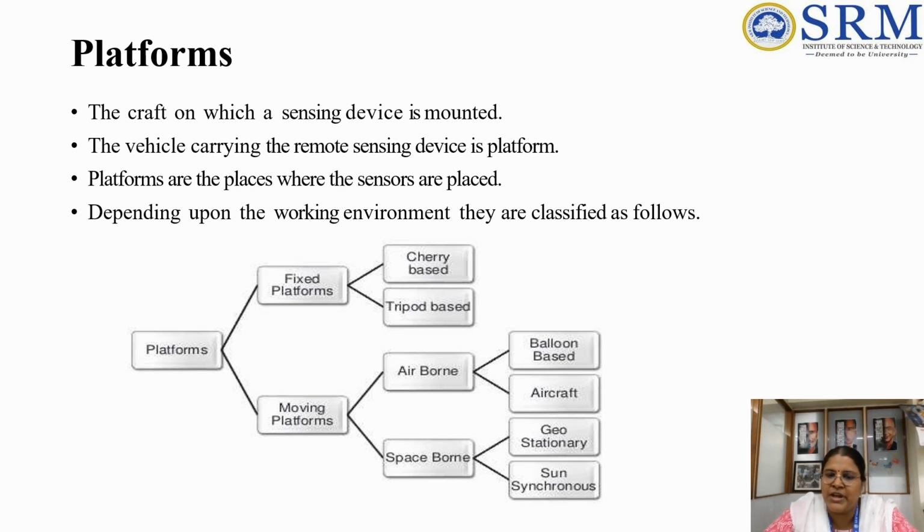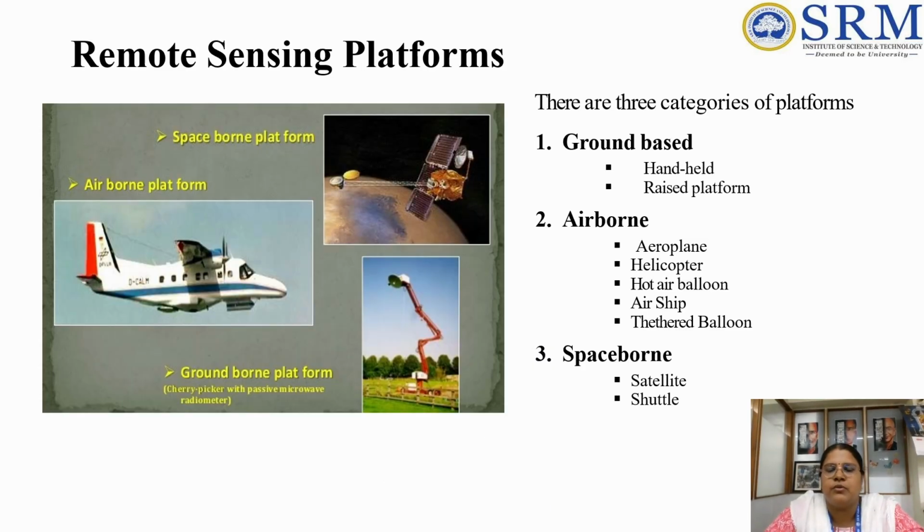If it is an airborne platform, we can have it as balloon based, or we can use an aircraft. And if it is spaceborne, you can have a geostationary satellite or a sun-synchronous satellite. Considering the different remote sensing platforms, we can have three categories. One is ground based, where we can have a handheld platform, but the data accuracy obtained from a handheld platform will be less compared to airborne as well as spaceborne.